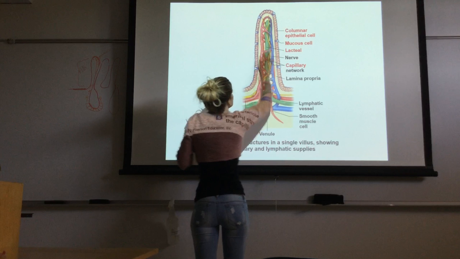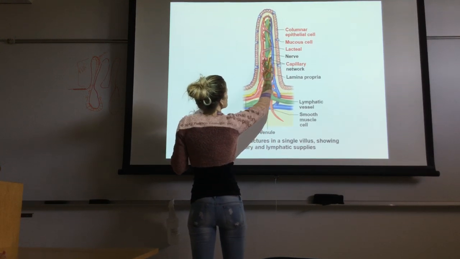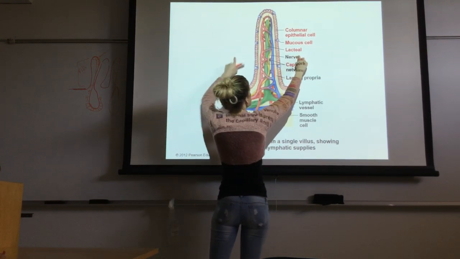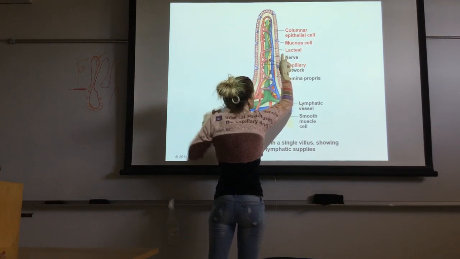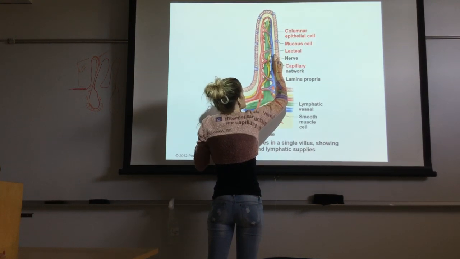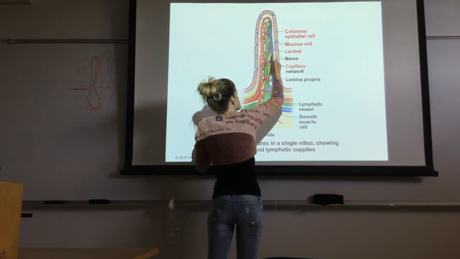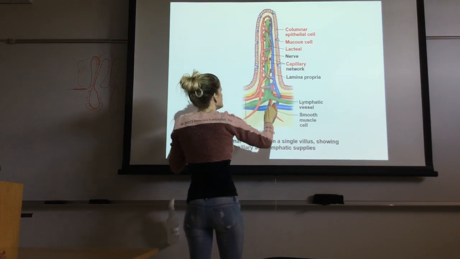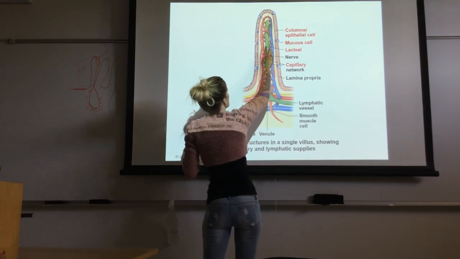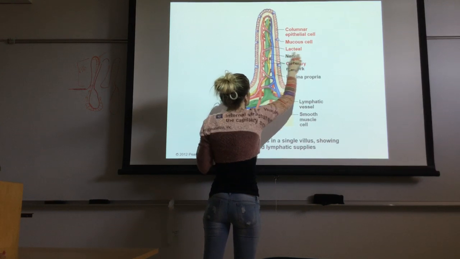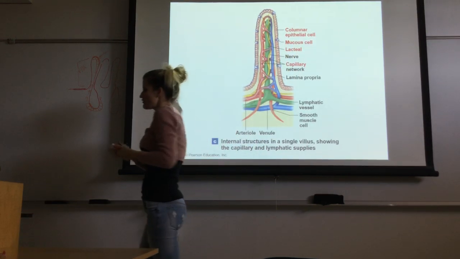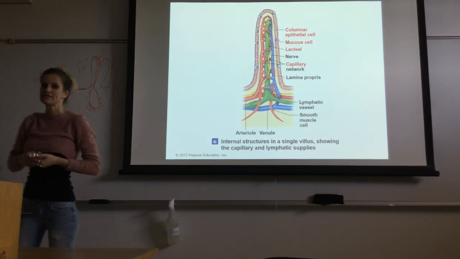Looking up in the center of this villus, again, we've got a big capillary network because there's gonna be a bunch of nutrients here. We're gonna absorb them into the fluid, the interstitial fluid, and then we need to absorb them into the bloodstream. In green, this green line is showing you the lacteal. Again, that's a capillary from the lymphatic system.